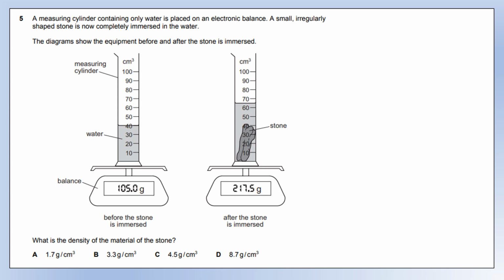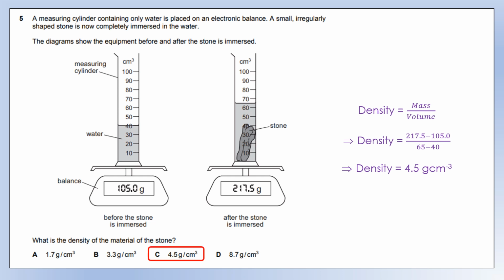What is the density? So density is mass divided by volume. So to find the mass of the stone, we need to find the difference between the two mass readings, and to find the volume, we need the difference between the two volume readings, and that gives us our density in grams per centimetre cubed, giving us option C.